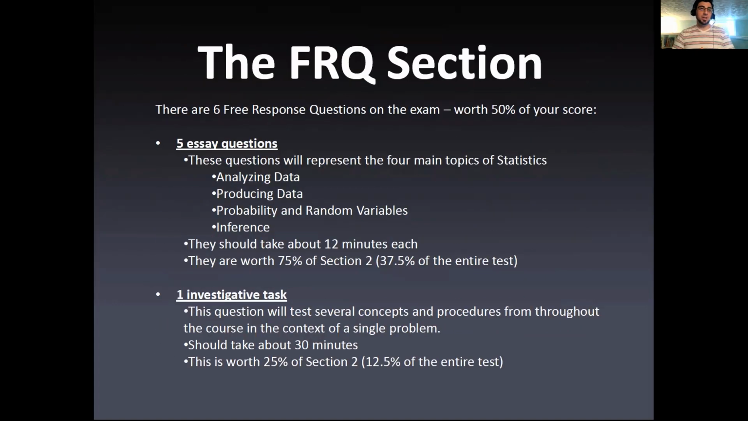Okay, so the free response section, you're going to have 6 questions there, and those 6 questions are going to be worth 50% of your score. You're going to have 5 essay questions, excuse me, and 1 investigative task. The essay questions will represent the 4 main topics of statistics: analyzing data, producing data, probability and random variables, and inference. And on average, they should take you about 12 minutes each. You may spend more time on one and less time on another, and they are worth 75% of section 2, which comes out to be 37.5% of the entire test.